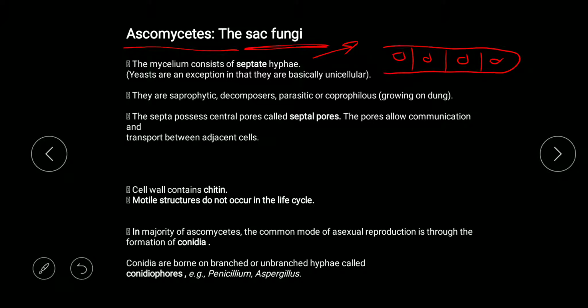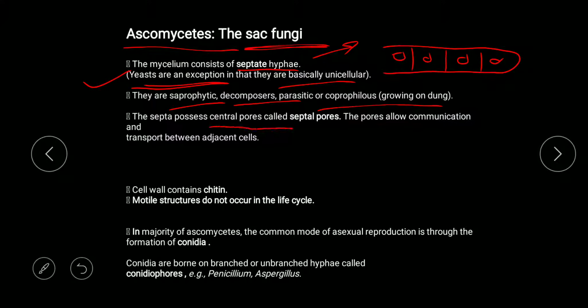Okay, so first the mycelium consists of septate hyphae, but yeast are an exception. Why? Because they are basically unicellular, single-celled, so there cannot be septa within them. They are saprophytic, decomposers, parasitic or coprophilous, meaning they grow on dung.